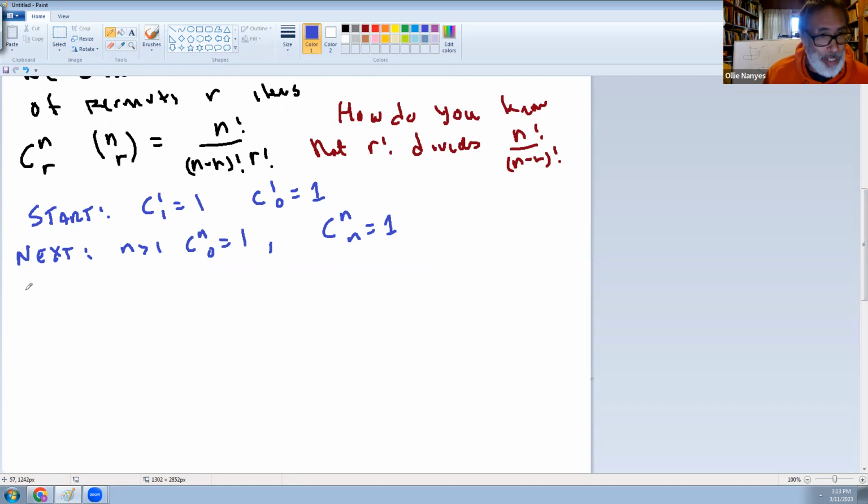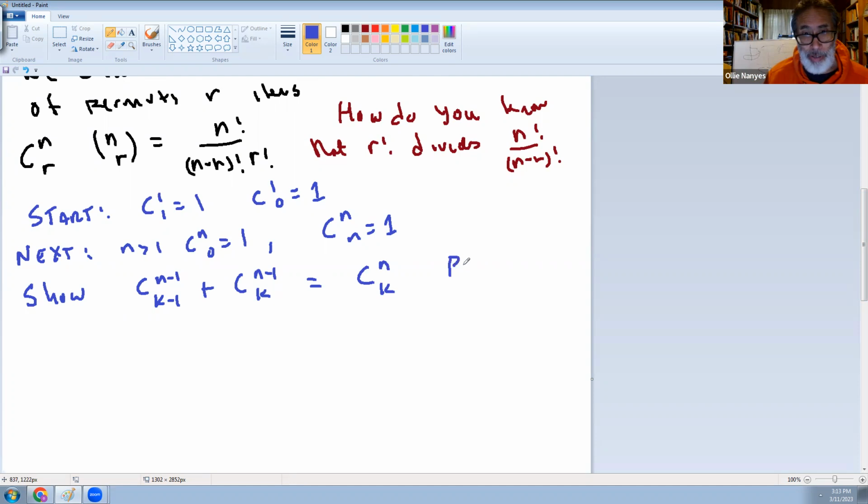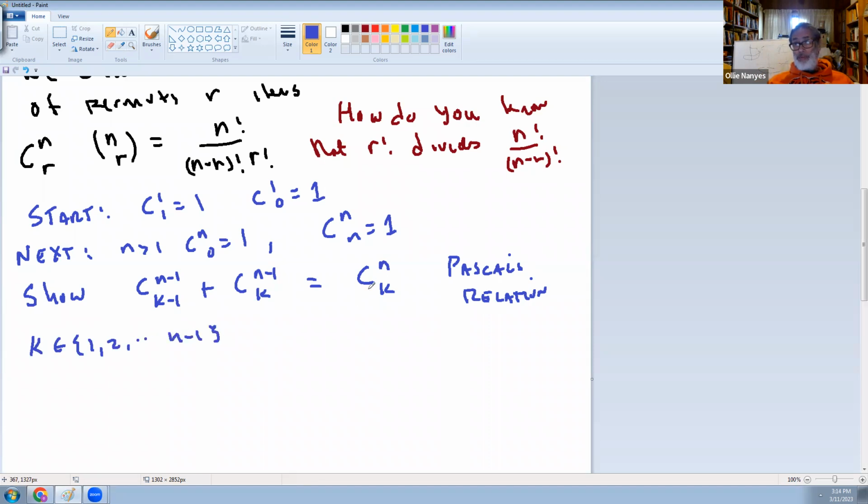The next thing we do is we show that if we take C(n minus 1, k minus 1) plus C(n minus 1, k), we get this relation here. And this is sometimes called Pascal's relation. And we'll show why in just a little bit. And here, of course, the understanding is that k is between 1 and n minus 1. So this thing makes sense.